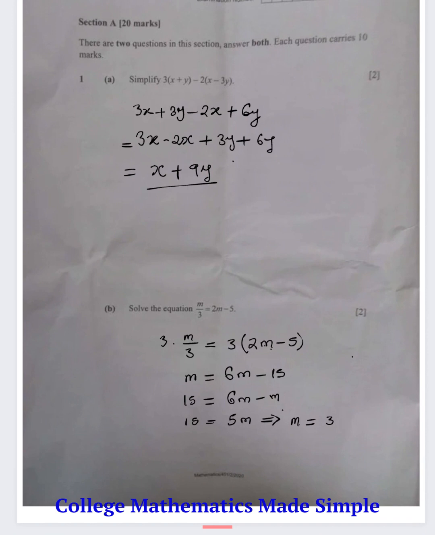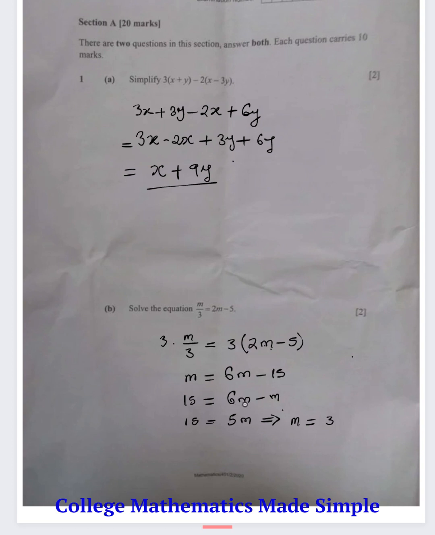The second problem says m over 3 is equal to 2m minus 5. We are to make m the subject or solving for m. So I multiply throughout by 3 so that I remove this fraction by 3, and on the right hand side I multiply by 3. So this is m is equal to 6m minus 15, and I subtract both sides by m.